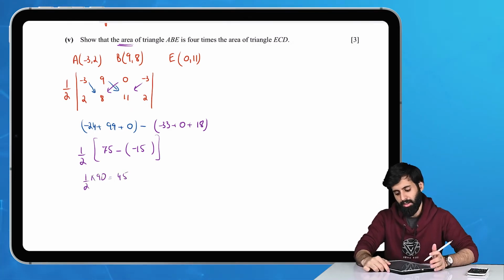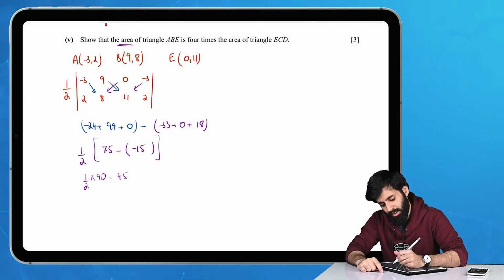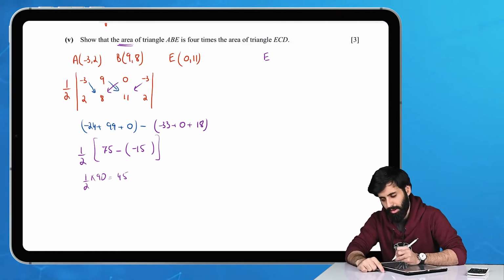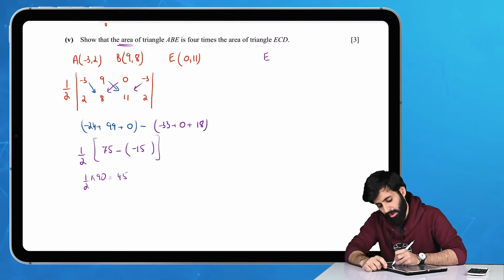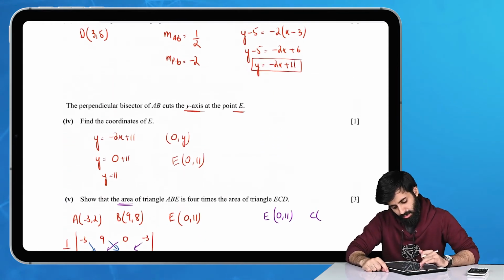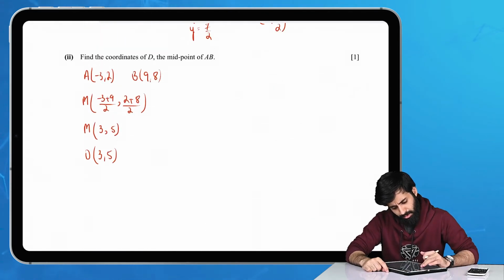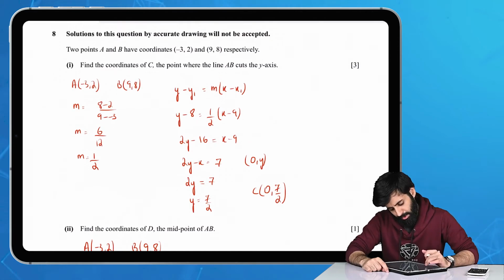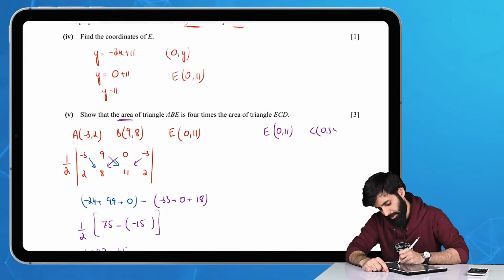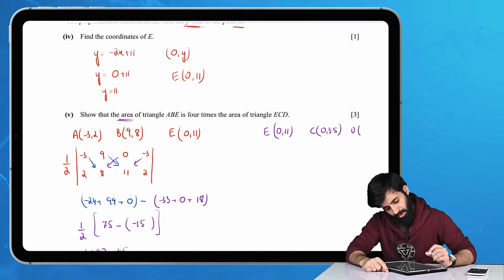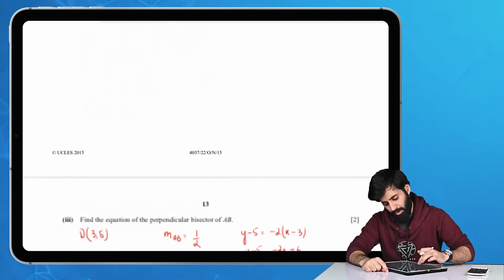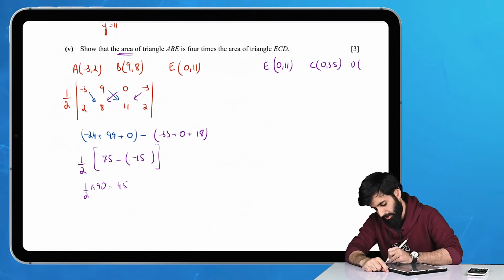So we'll put this on the side here, and for the area of ECD, if we do everything right, our answer should be 1/4 of 45, which is 11.25. That is if we do everything right. So let's write down the coordinates of E. There is 0, 11. The coordinates of C, did we work it out? Of course we did. Where's C? Yeah, 0, 3.5 or 0, 7/2. And then D, which again we worked out, 0, 11 if I remember correctly. No, sorry, 3, 5. Okay, 3, 5.